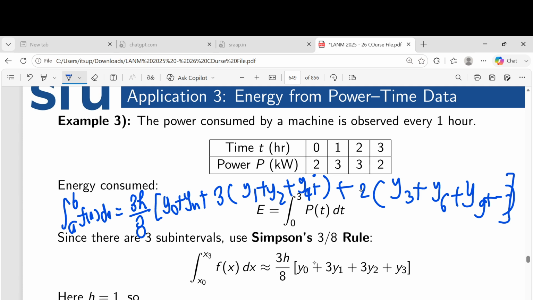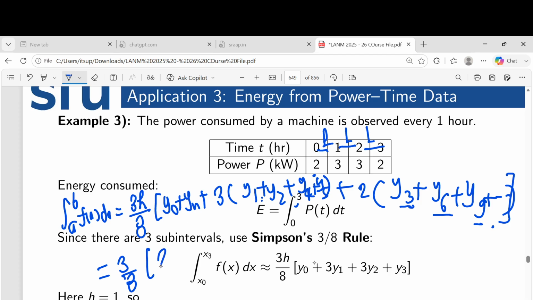Here we take the multiples of 3: 3, 6, 9. Here we take the remaining terms, so 1, 2, then 3 is skipped, so here we take 4, then 5 and so on. So 3h, what is the value of h? The difference between these numbers is 1. So this is 3 by 8.